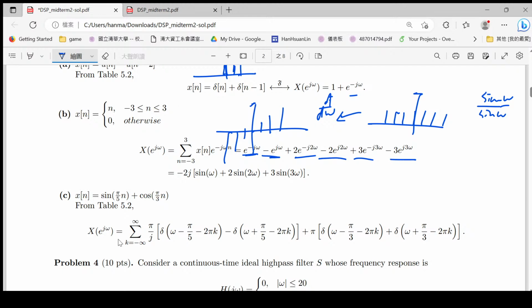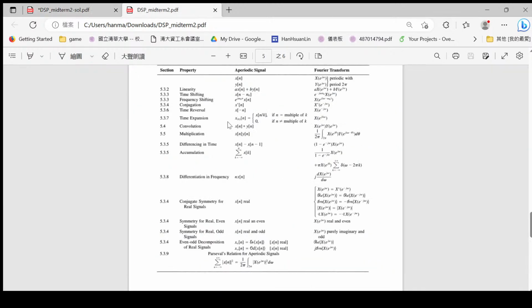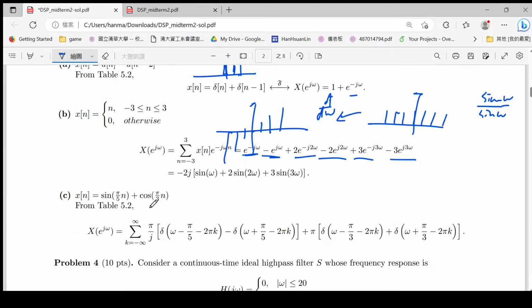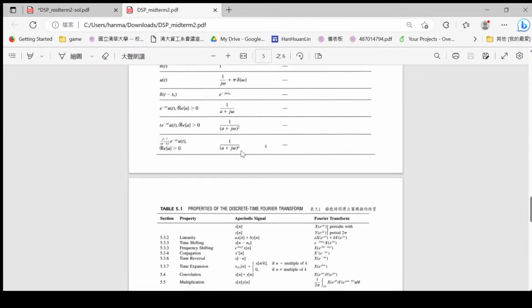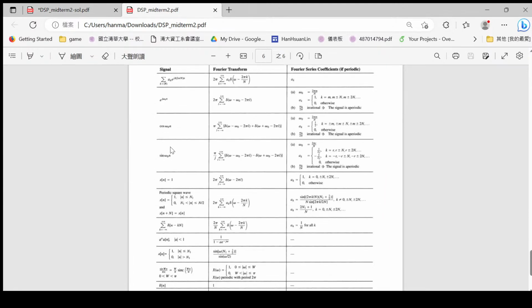Sine and cosine. Anyway, I think we can just look up the table here. So those sine and cosine can once again basically break into e to the j omega n plus or minus e to the minus j omega n, right? Those kind of things, and that will give you delta functions in the frequency domain. But now it's discrete time, so those delta functions should repeat every 2 pi, so that's why you get this extra 2 pi k here. And you can also look up the table, and you should see, yeah, you get this 2 pi over here.